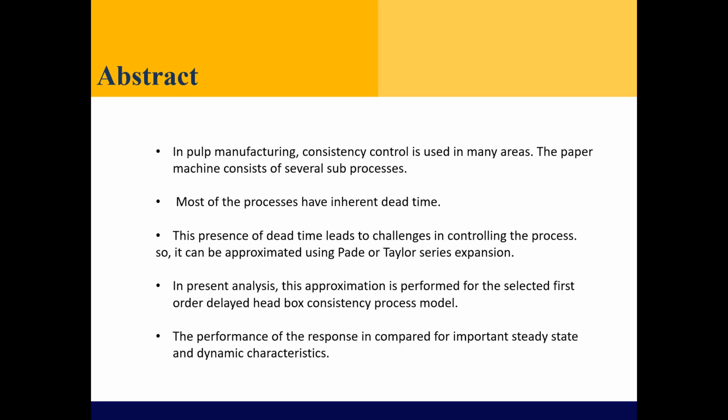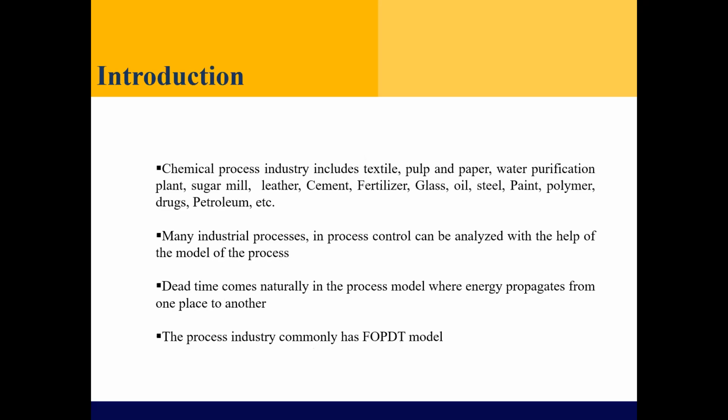In this analysis, approximation is performed for various orders for the selected first order delayed process, which is for headbox consistency process control. Then the performance achieved from various orders of approximation has been compared and some conclusions have been drawn. Chemical industry processes include textile, pulp and paper, water purification, sugar mill, leather industry, cement industry, fertilizers, and many more. Our work mainly focuses on the paper industry and sugar industry, where many processes are common, such as evaporation, the lime kiln process, and so on.